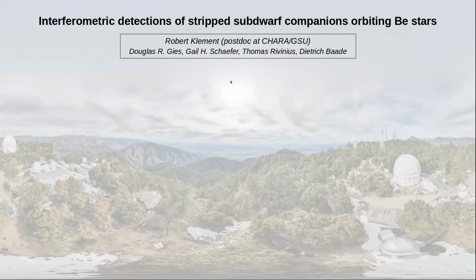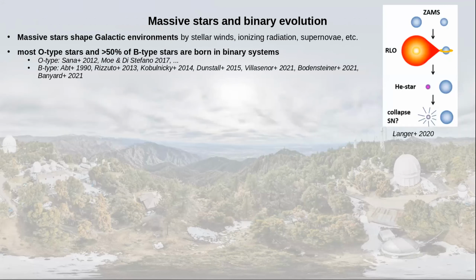It's about interferometric detections of stripped subdwarf companions around BE stars. So let me start with a bit of massive star and binary evolution. Massive stars, and here I will actually focus on the more intermediate type stars, which are B-type stars. Very important stars, of course, for the galactic environment and evolution.